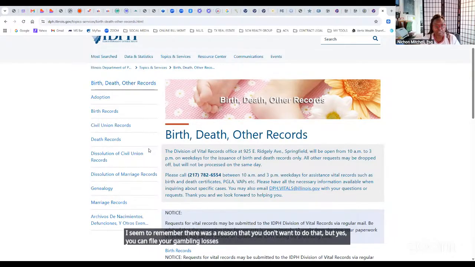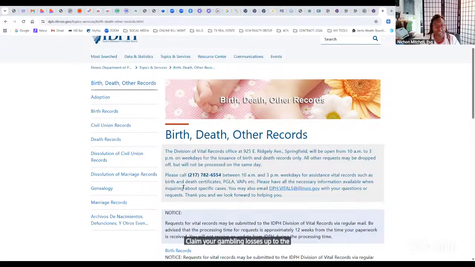Anonymous attendee, oh, here goes somebody. You can deduct gambling losses only if you itemize. Oh yeah, for sure, that's true. And kept a record of your winnings and losses. If you have any winnings, yes. The amount of losses you deduct can't be more than the amount of gambling income you reported on your return. Claim your gambling losses up to the amount of winnings as other itemized deductions.